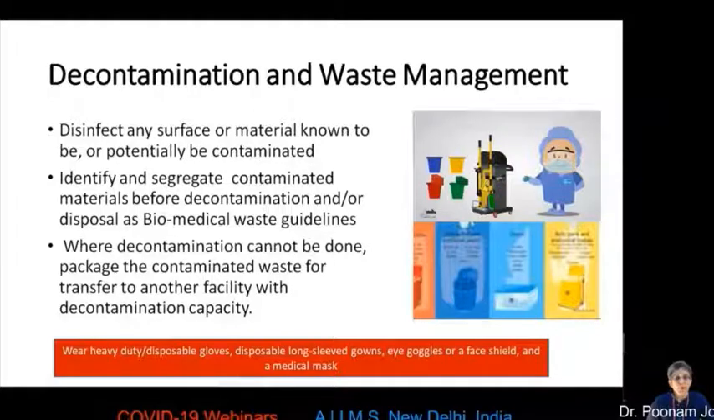So while decontaminating the equipment and the biomedical waste generated as a result of patient care, one has to ensure that heavy duty gloves are put on, along with a disposable long sleeved gown, eye goggles or a face shield, and a medical mask.